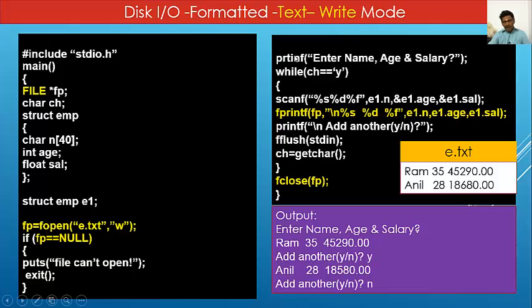So this is formatted, because in unformatted we cannot get integer or float. We access only character and string. Only in formatted can we access all kinds of data. In this program we access all types of data, that is string, integer, float. We get all these different types of data through the keyboard. Then we write them to the text file using the fprintf function.